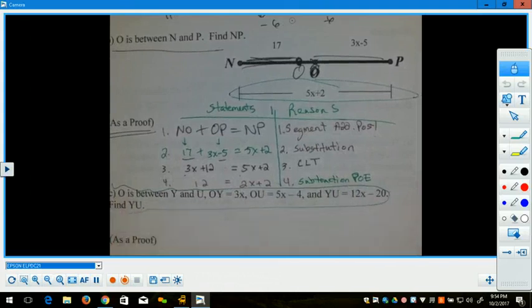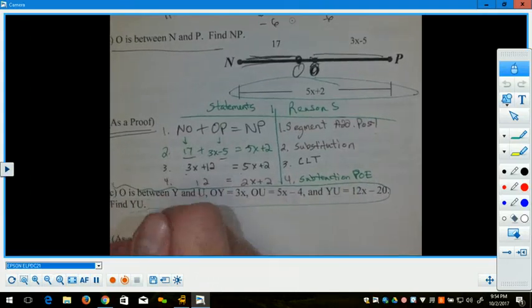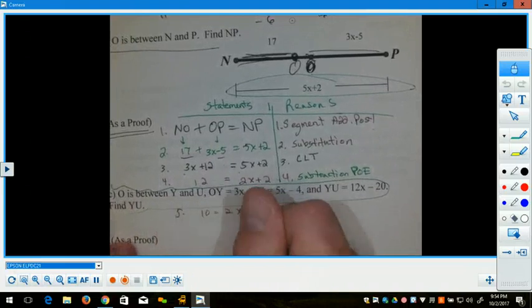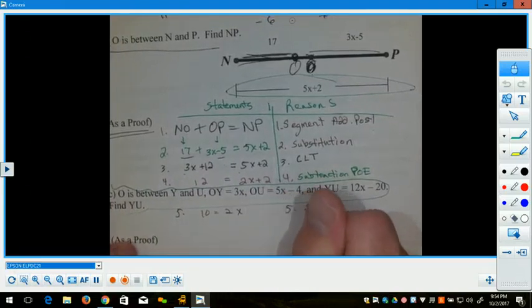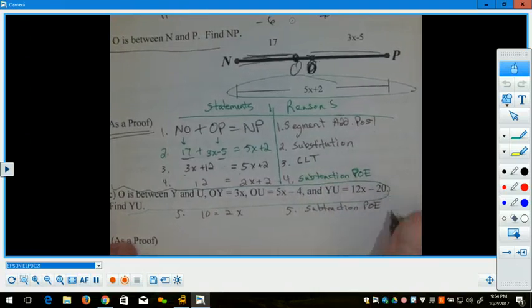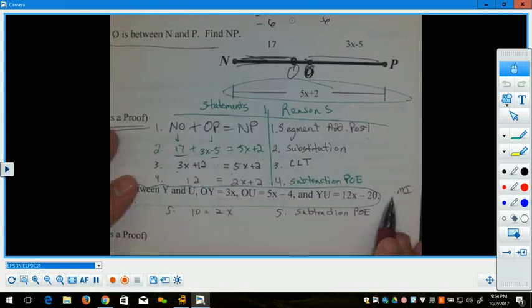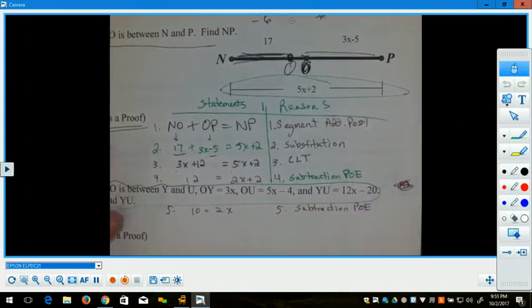And I'm going to bring it down here a little bit because I need more space. So number 5, I'm going to subtract 2. I get 10 equals 2x. Again, I used the subtraction property of equality. Remember to say property of equality. You don't say that you live in Commerce, MI. You say Commerce, Michigan, even though it's abbreviated MI, capital M, capital I.